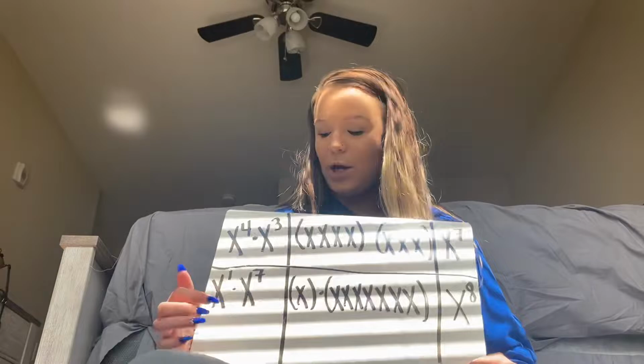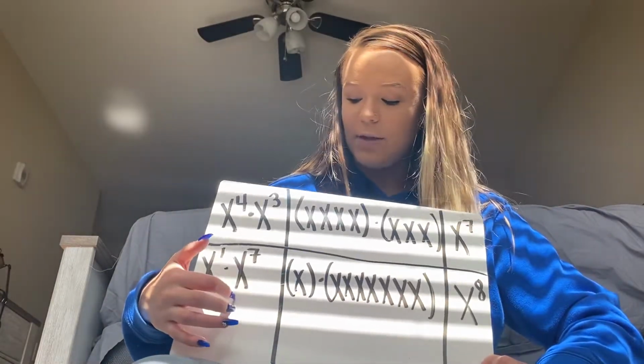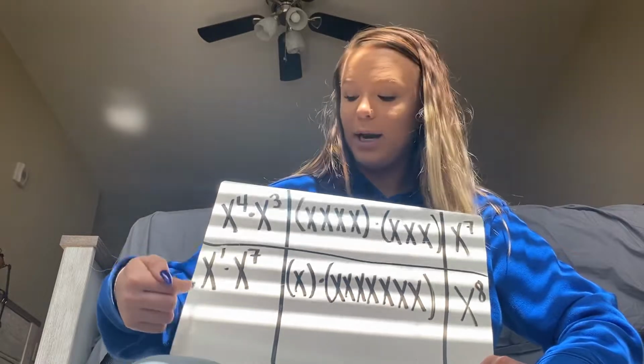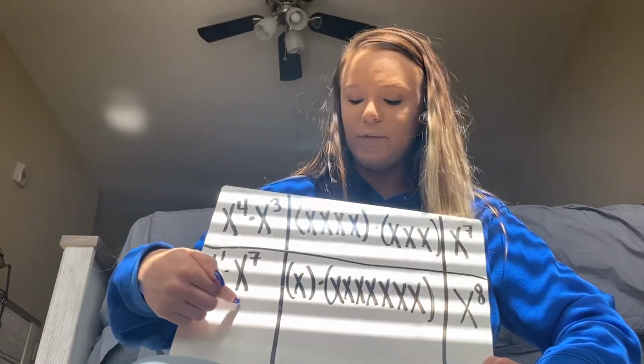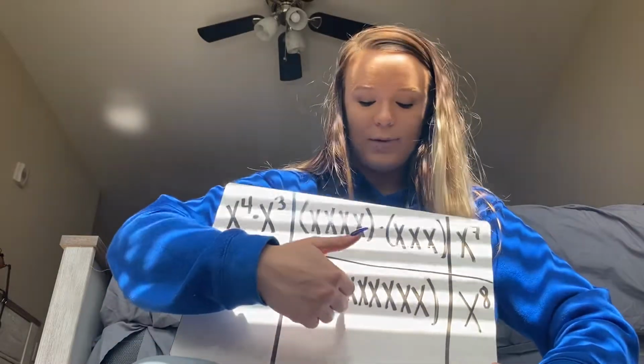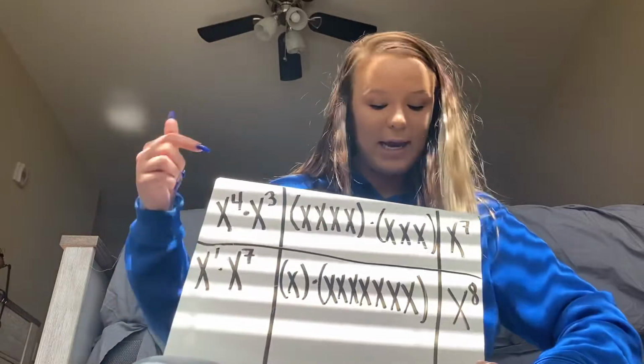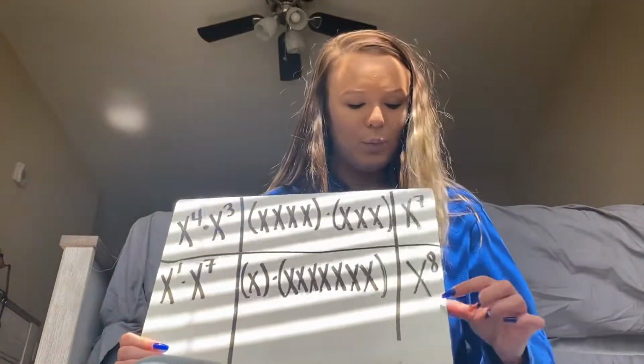So let's just see what's going on when I write this all out. We have x to the first and x to the seventh. These two things are being multiplied: x to the first times x to the seventh. So I have 1 x for x to the first, and then 7 x's for x to the seventh. So your solution would be x to the eighth.